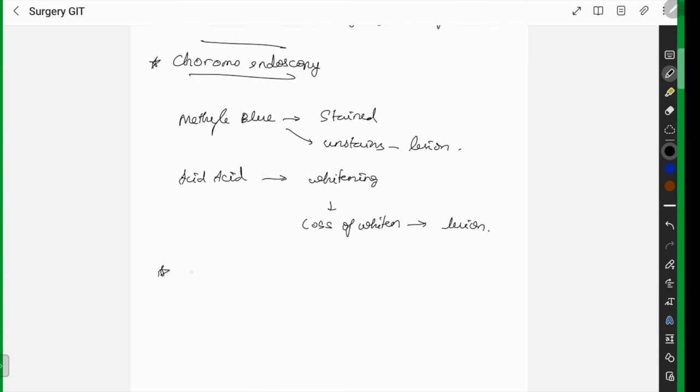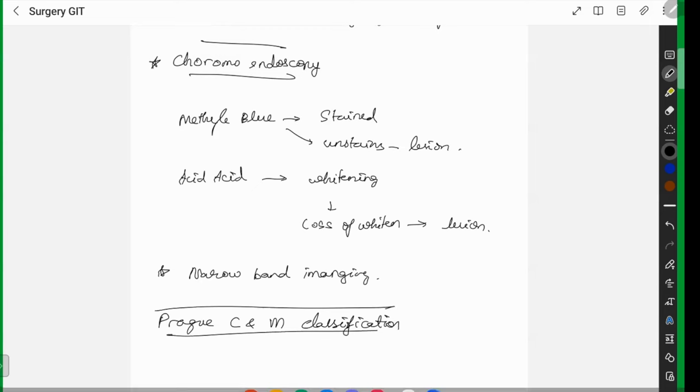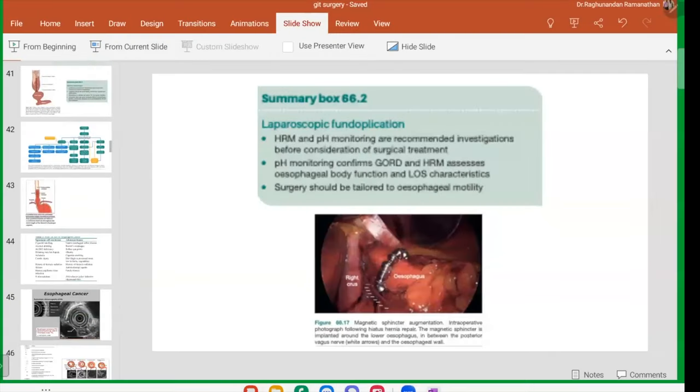The second thing is narrow band imaging. I'll show you the imaging later. With narrow band imaging, it can tell you that there is a mucosal lesion. That's all. But to classify it, they classify using the Prague C and M classification. That is what we are going to see now.